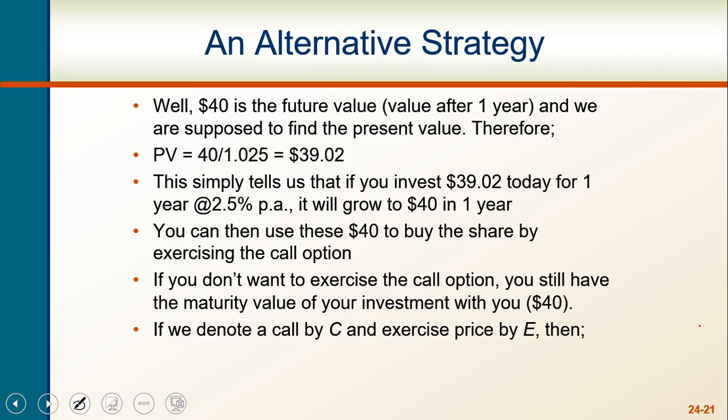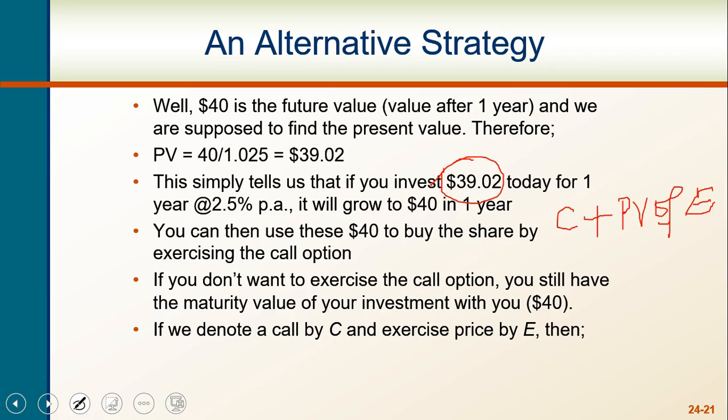So we can denote the various things by using letters. We can denote a call option by the letter C and the exercise price by E. So what does our strategy look like? What are we doing really? We are doing two things. We are buying a call option, so I'm writing a C. And at the same time, we are investing the present value of the exercise price. Remember, the exercise price was $40 and we are investing the present value of the exercise price, which is $39.02. We computed that. So this is the strategy.